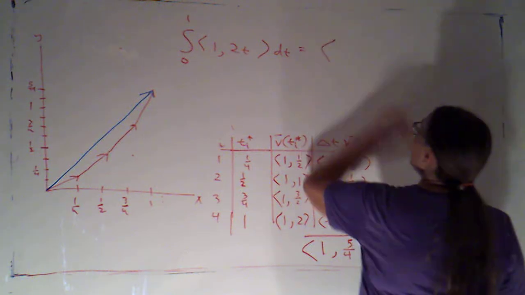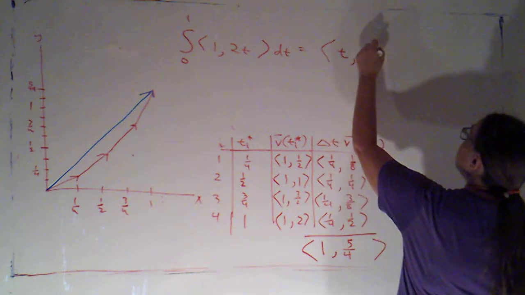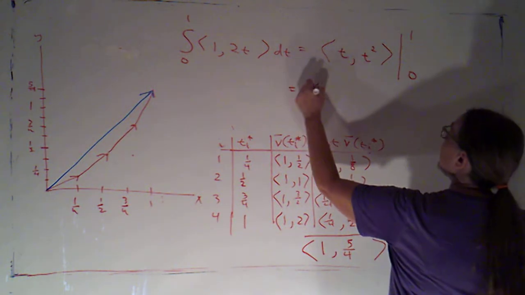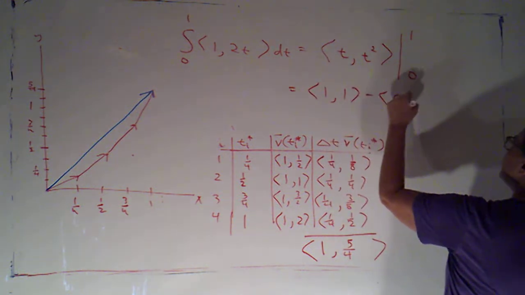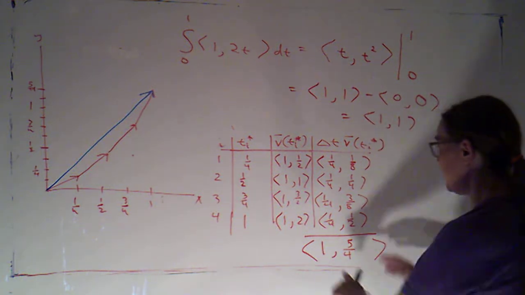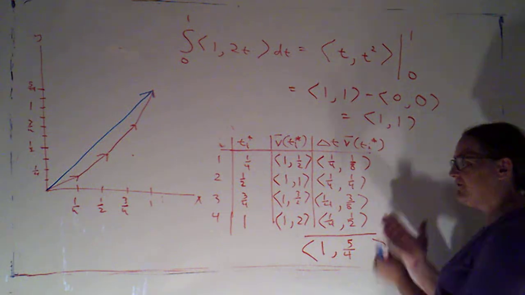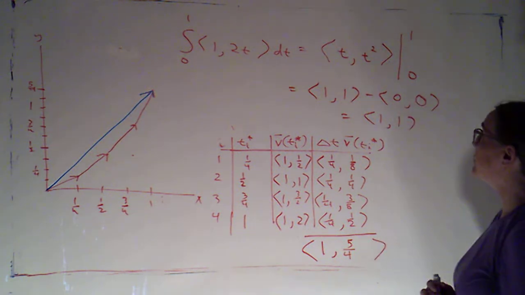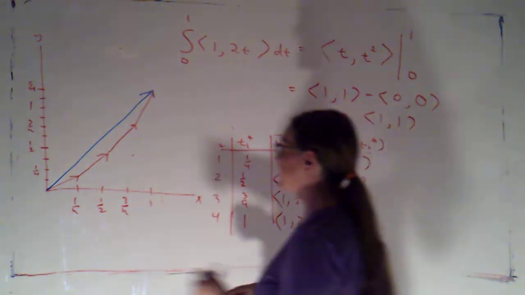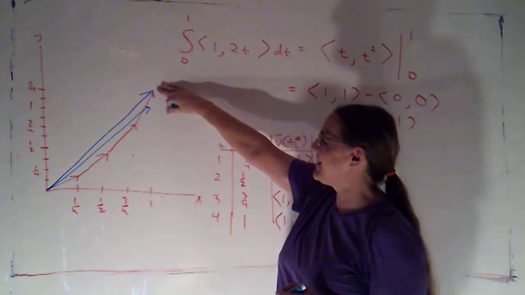I would simply say an antiderivative of 1 is t, an antiderivative of 2t is t squared, and I'd evaluate that between 1 and 0. And so that would give me 1, 1 minus 0, 0. That would give me 1, 1. Now, that's the true displacement. What we got was 1, 5/4. It was close. It wasn't super close because we only used a Riemann sum with 4 vectors instead of lots and lots of vectors in very, very short time intervals. But I can see this was actually estimating the true displacement, which would have just been this vector right here, stopping at a height of 1 instead of going up to 5/4.